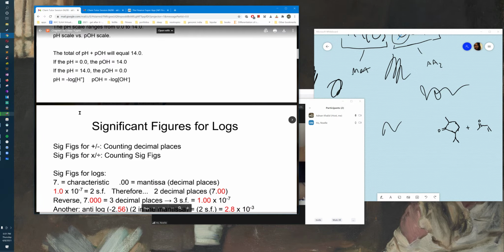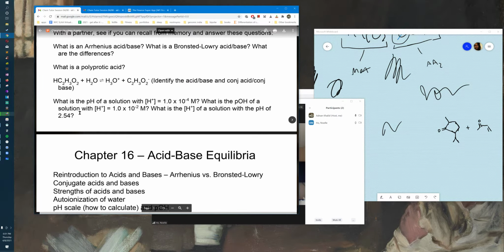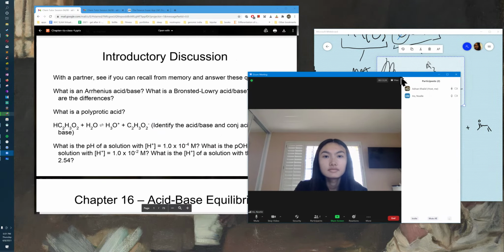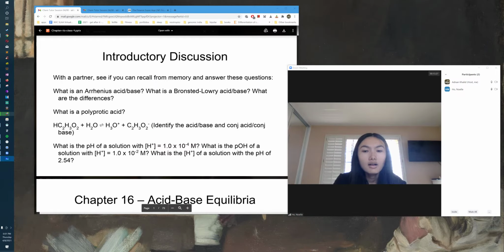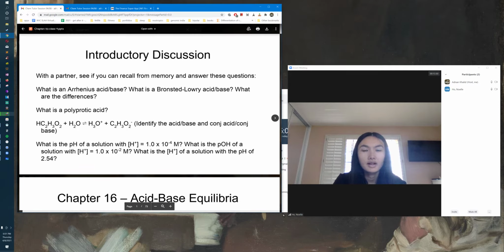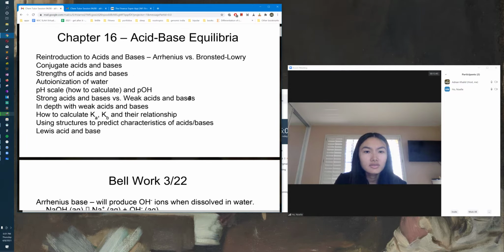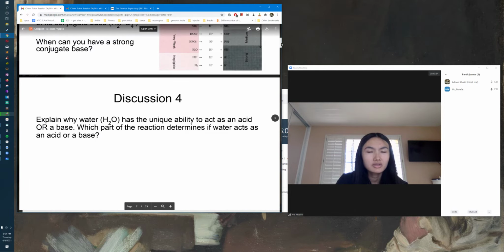So I got the material that you sent me from the PowerPoint. Is there any conceptual stuff that you have any questions on? Yeah, let me pull it up. Kind of towards the bottom more. Like just the difference between the Lewis acids and bases and the Bronsted-Lowry ones. It's kind of a little bit confusing.